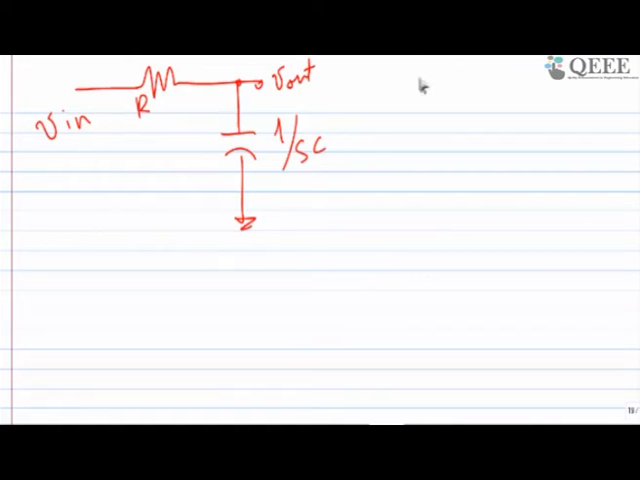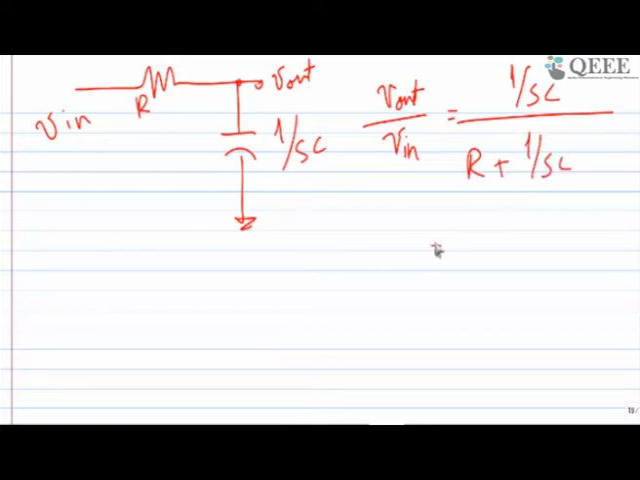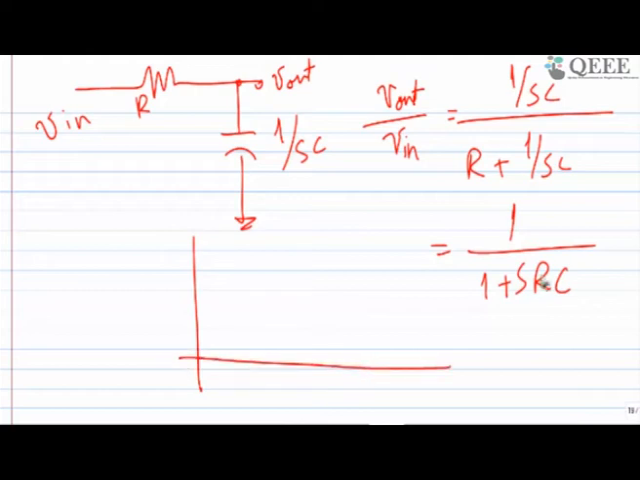So in this case, when you are taking Vout by Vin, we are going to see (1 by sC) by (R plus 1 by sC), which is equal to 1 by (1 plus sRC), where s is the Laplace operator, s equal to j omega. And if I want to plot this one, maybe you have learned it through Bode plot and other things. So there is one pole which is available at minus 1 by RC.